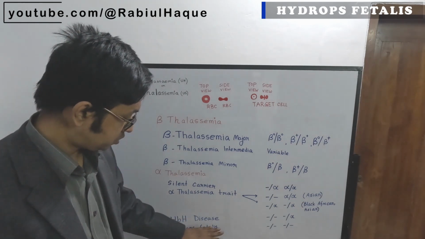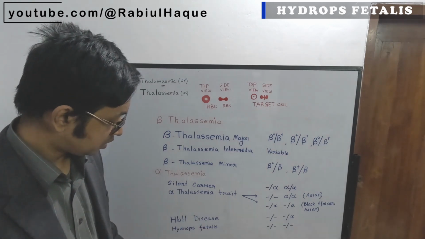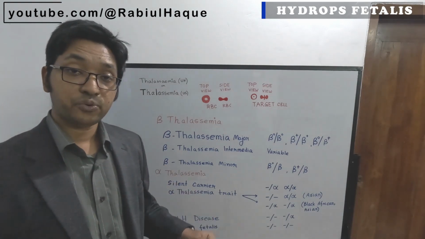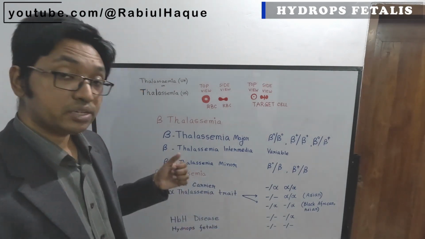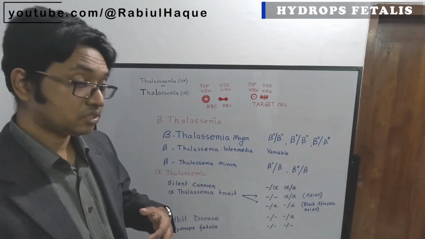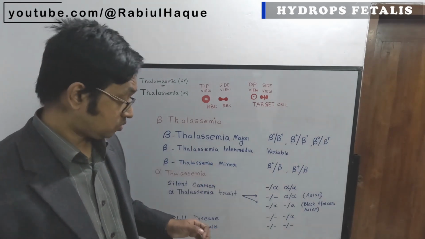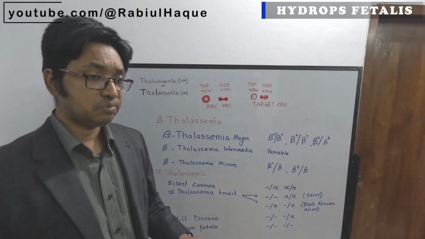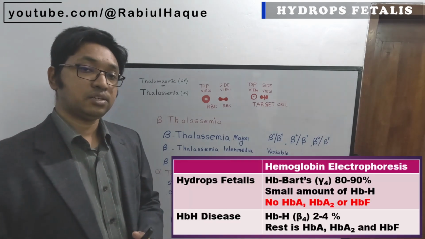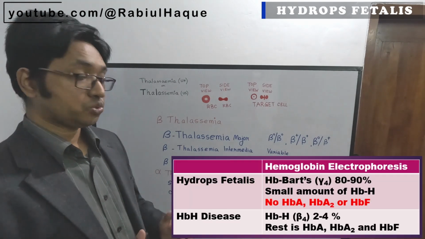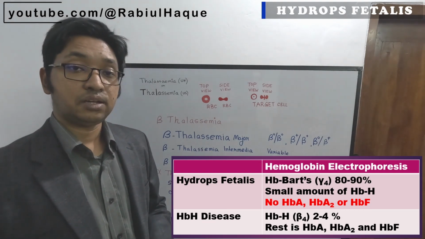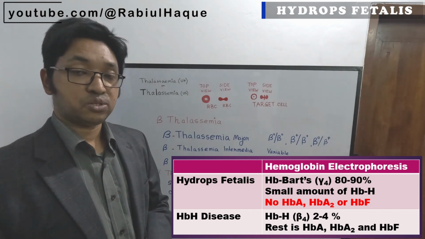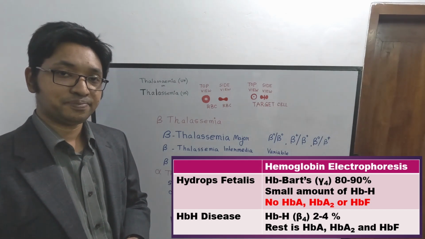So what will be the lab diagnosis of an individual with hydrops fetalis? There will be severe anemia, and there will be microcytic hypochromic red blood cells. There will be abundant target cells, abundant nucleated red blood cells, and the reticulocyte count will also be elevated. And hemoglobin electrophoresis, just like in beta thalassemia, is also done in case of alpha thalassemia, and I will also show you the hemoglobin electrophoresis findings of different types of alpha thalassemia on the screen.